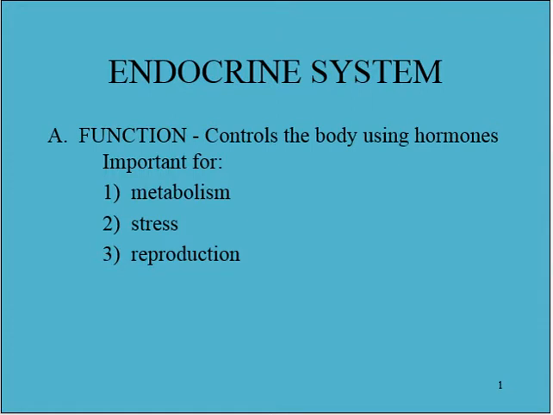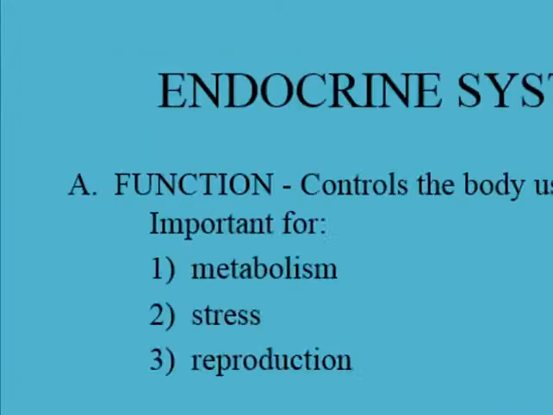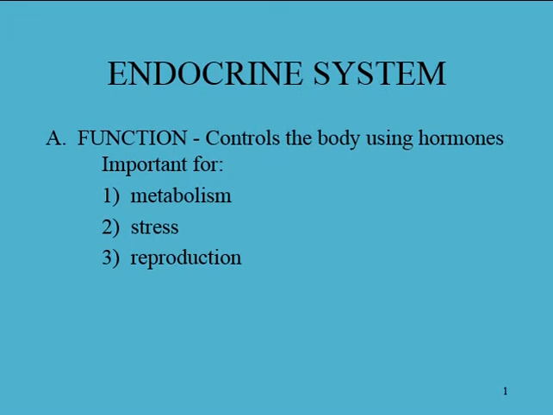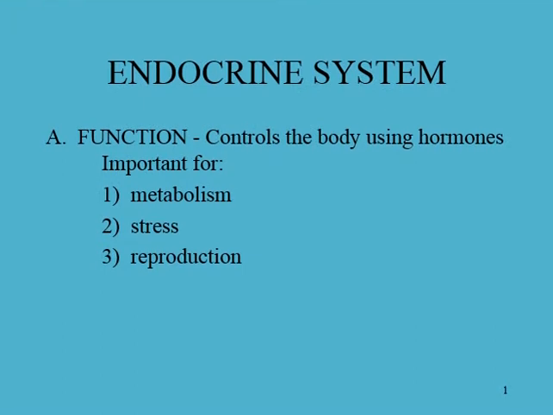Endocrine system. The endocrine system doesn't react as fast as the nervous system because it's not using electrical impulses, right? It's going to be using hormones. So in general, when we think about the endocrine system, I want you to think about control of metabolism, control of stress, and control of reproduction. Okay? Metabolism, stress, reproduction, controlled by the endocrine system.